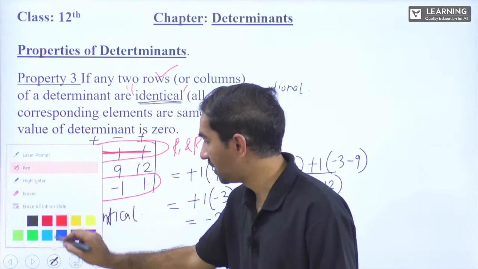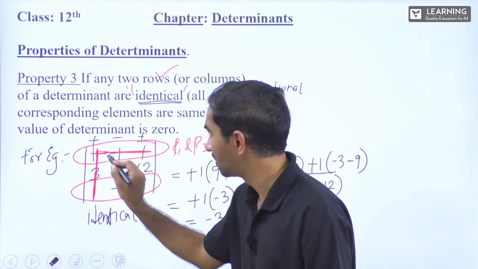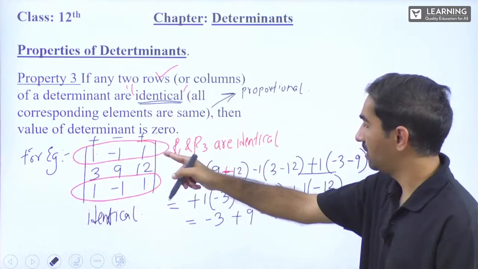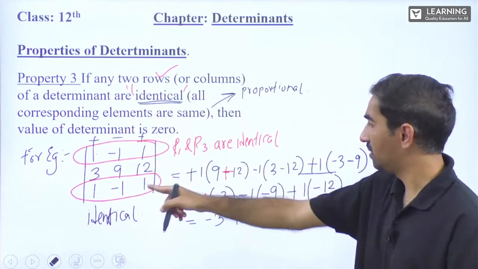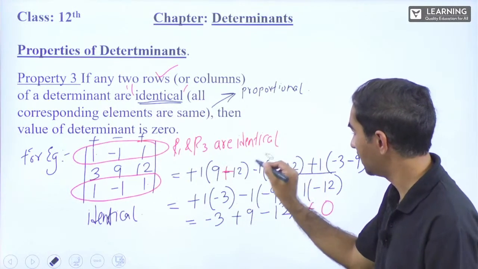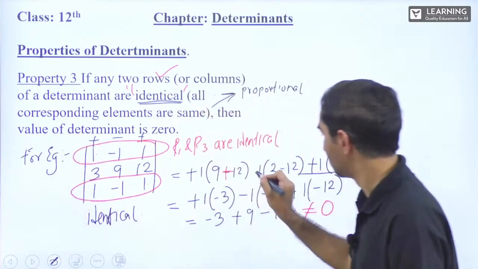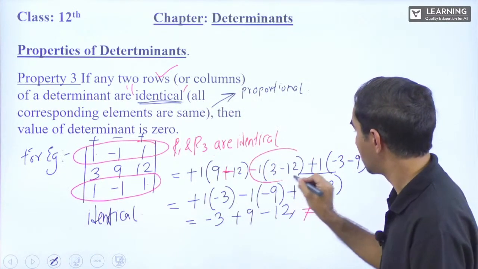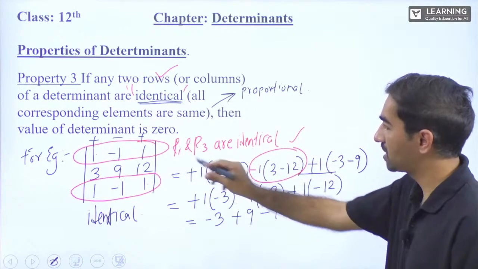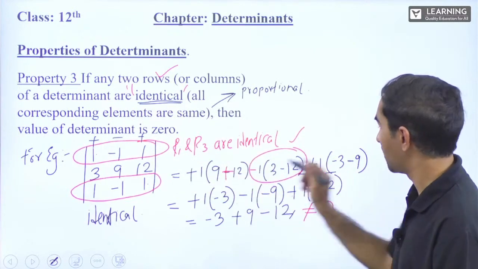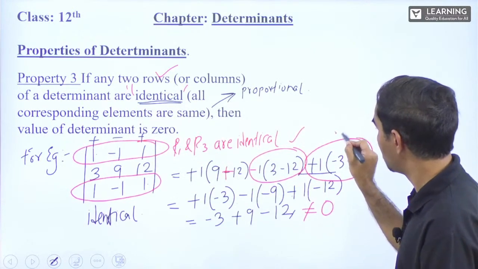Further checking the determinant. Okay. Minus 1. 1 into 3 is 3. 1 into 12 is 12. So this is all right. This is correct. So this, no mistakes here. Again plus 1. Minus 3 and minus 9. This is also fine. So the mistake was here.